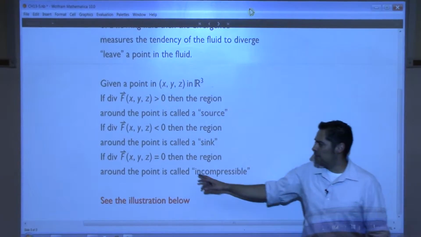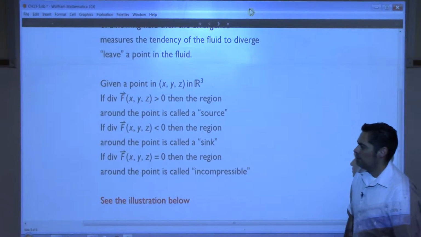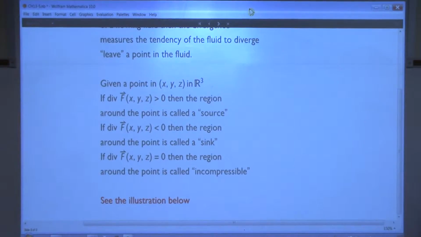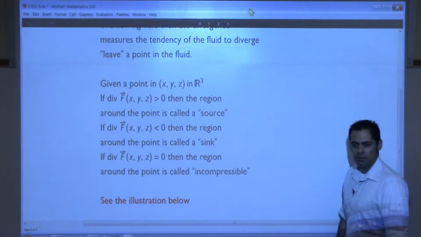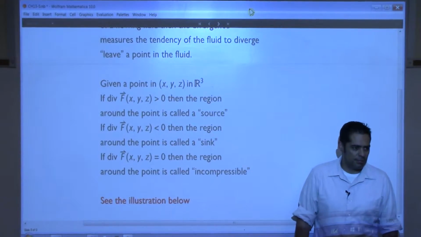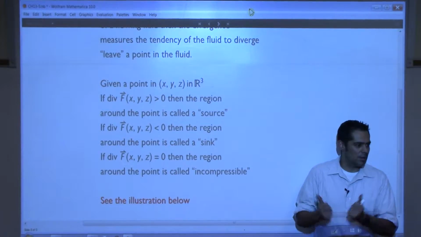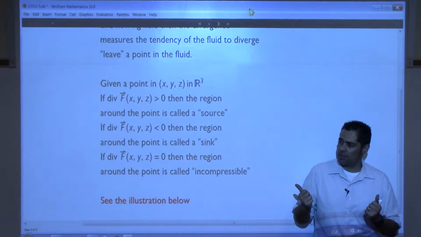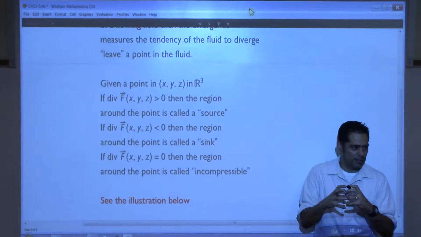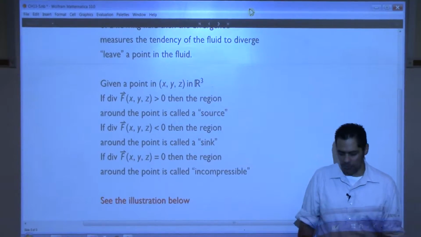And anytime your div is 0, it's called incompressible. And the idea is that, like a solid block, nothing wants to go in, nothing wants to go out. There's equal going in as there is going out, so it's just kind of static, right? Incompressible.